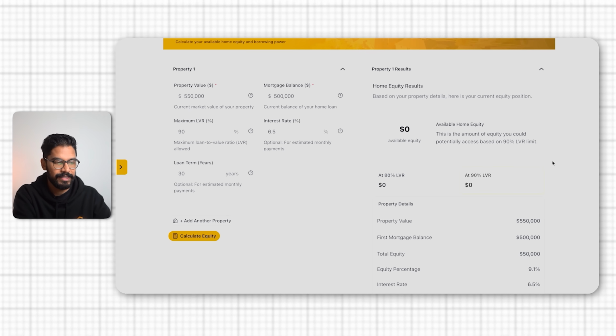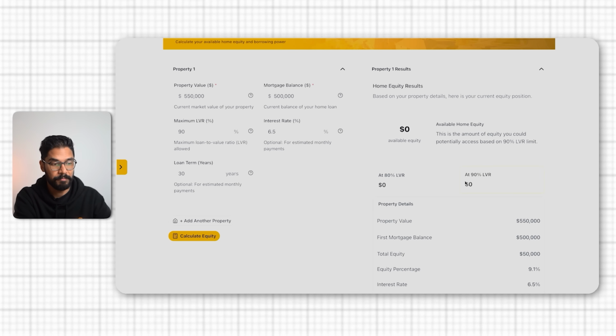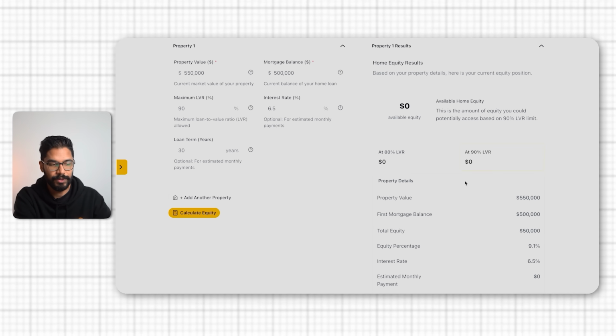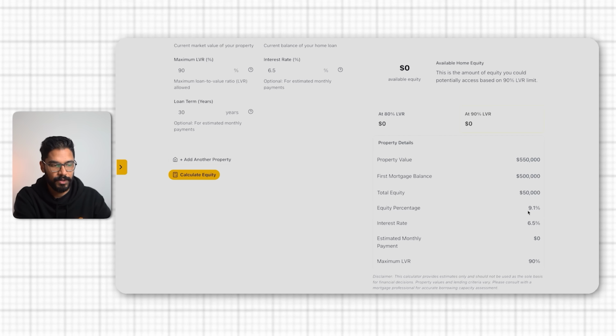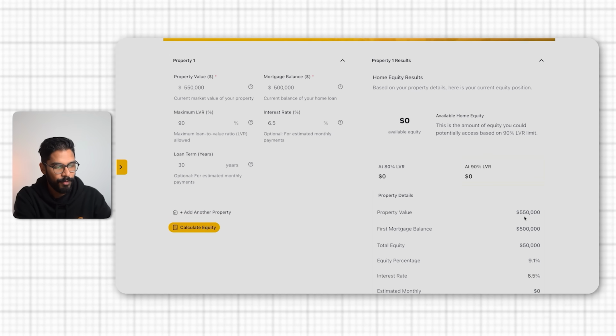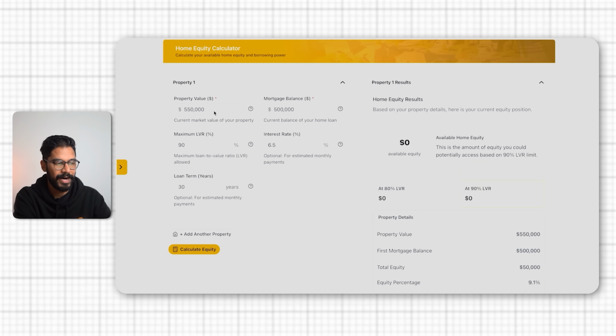What we can see here is that at 90% LVR, we are maxed out. We actually have no equity available to us. What we can see is the equity percentage is 9.1%, which is actually not what you need it to be. However, this starts changing as you're in the market for longer.